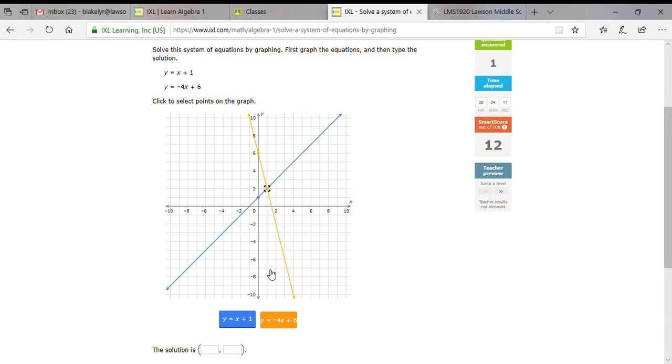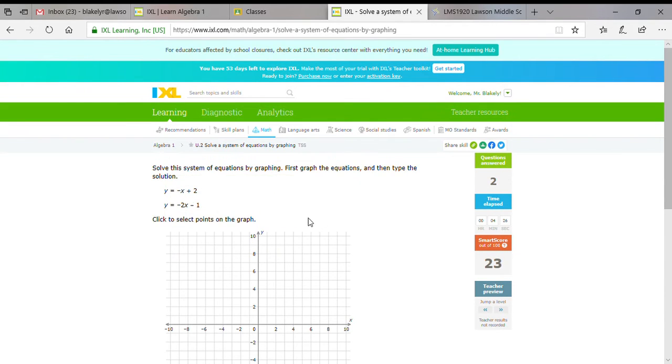So there's our solution. Remember, it's got to be in ordered pair. So 1, 2, 1, comma, positive 2, hit enter. I did a great job.